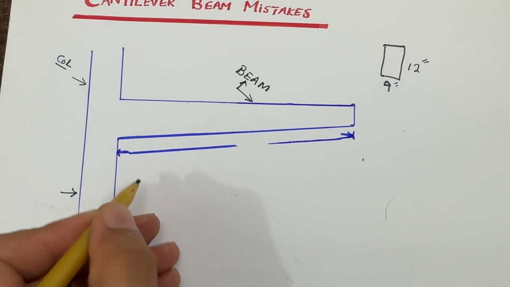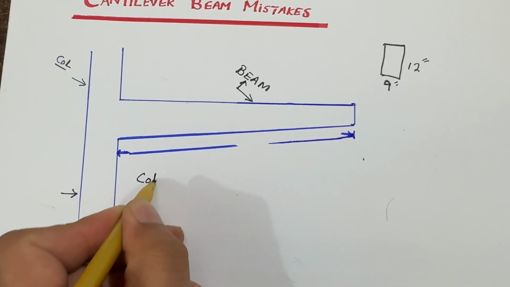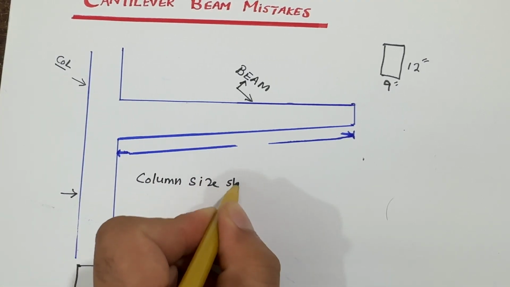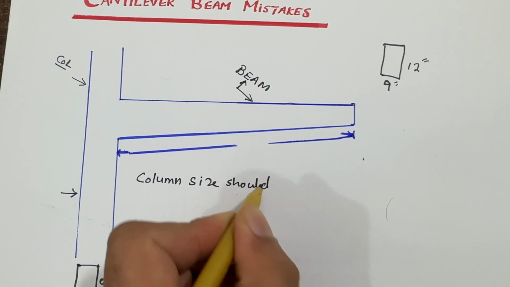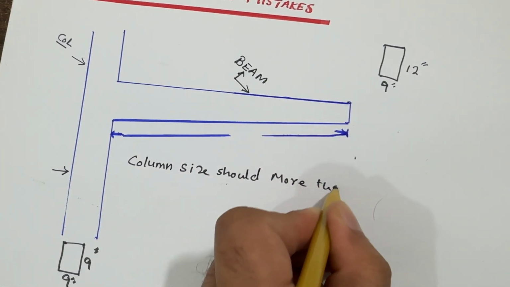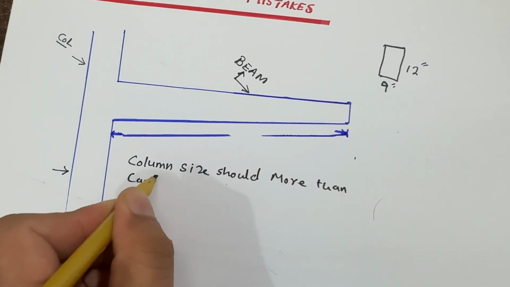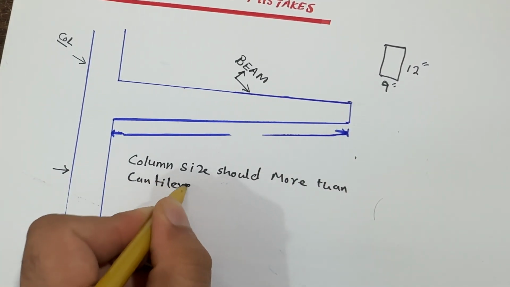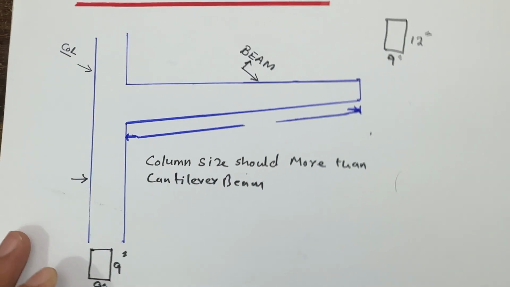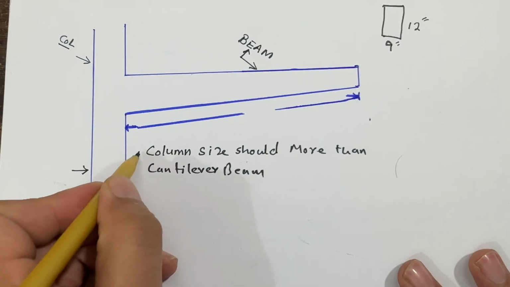So column size should be more than the cantilever beam, and people are making a lot of mistakes, especially on this point. This is the first one.